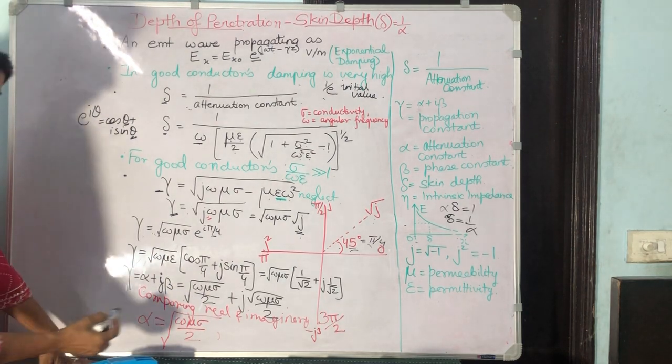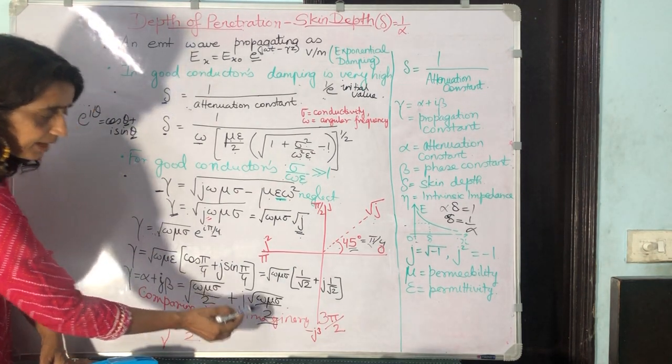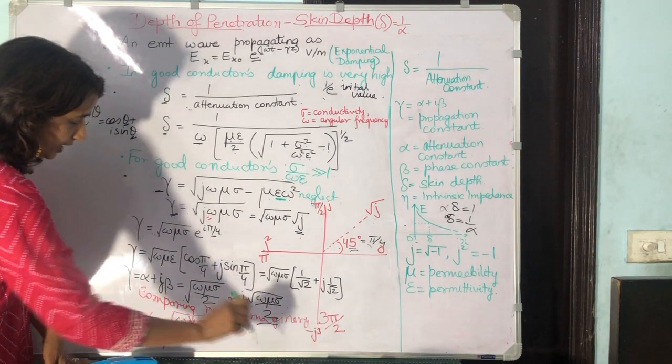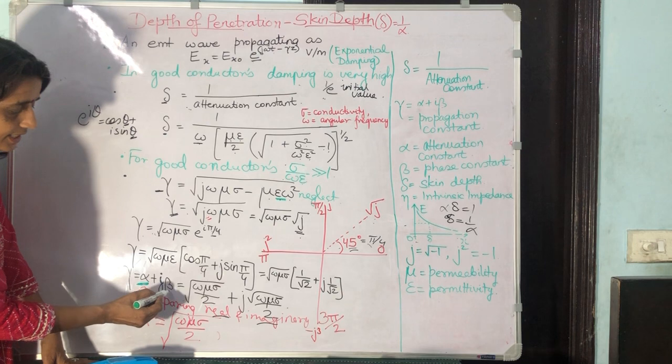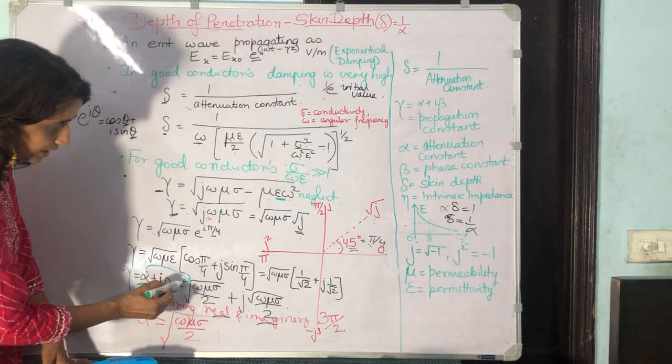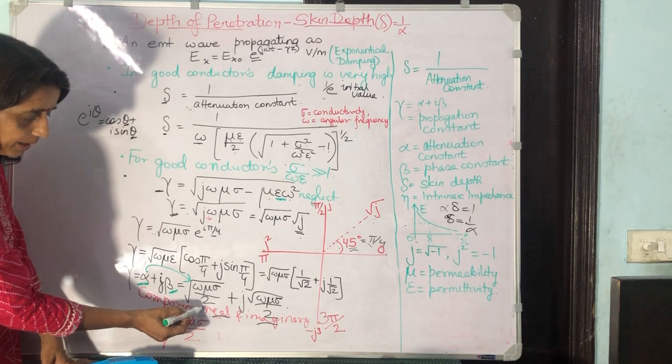Now we will compare the real and the imaginary parts of the above expression. So alpha is the real part and j beta is the imaginary part. So the real part is square root of omega mu sigma by 2.